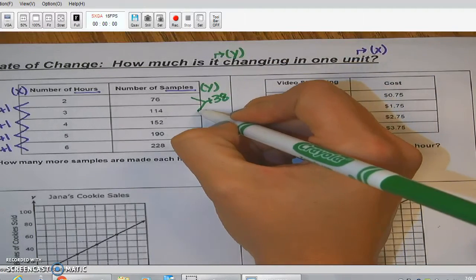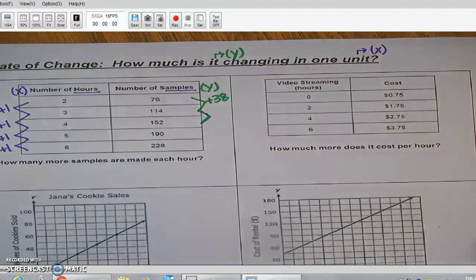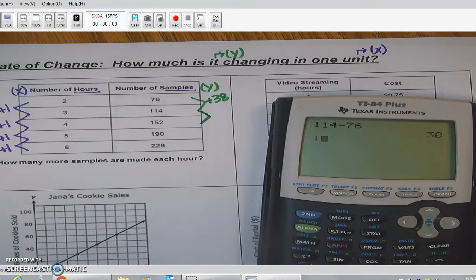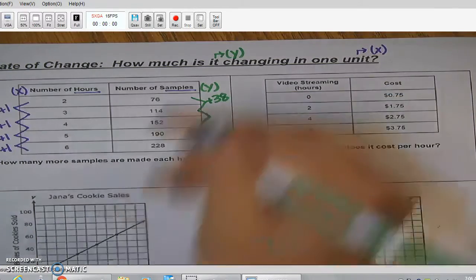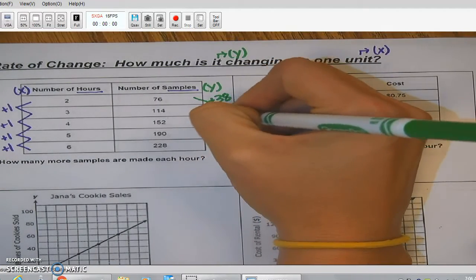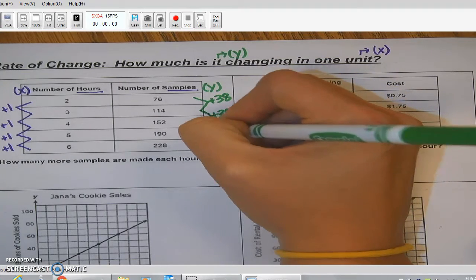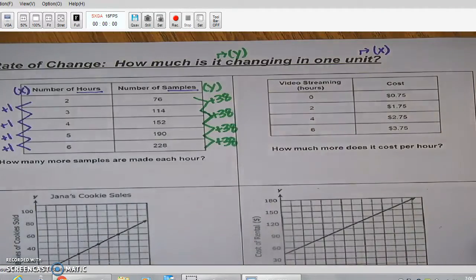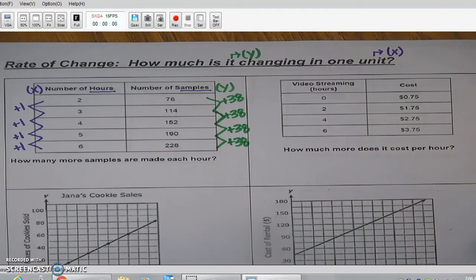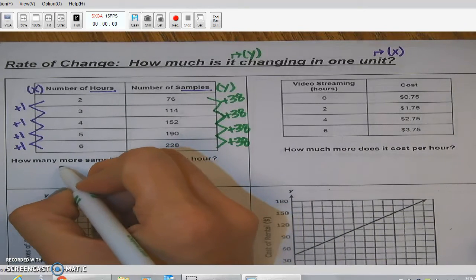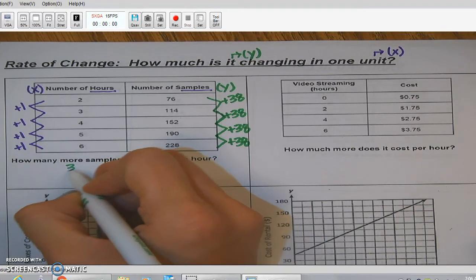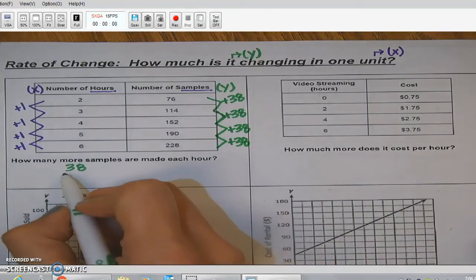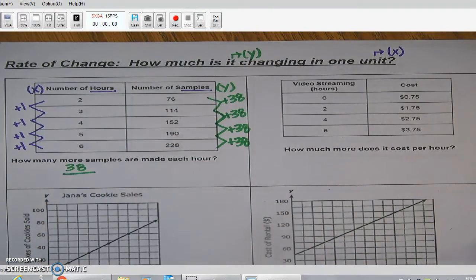Okay, from 114 to 152, it increased by 38 again. So I notice in my table, every single time x increased by 1, y increased by 38. So this is my rate of change. Y increased by 38 every time x increased by 1.